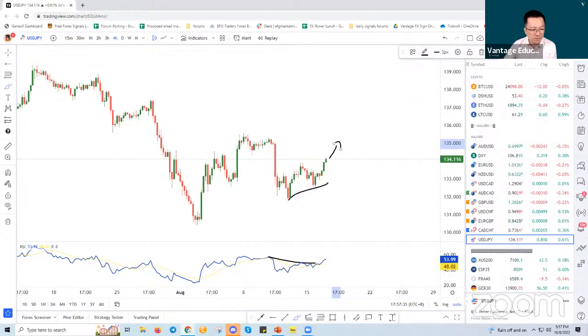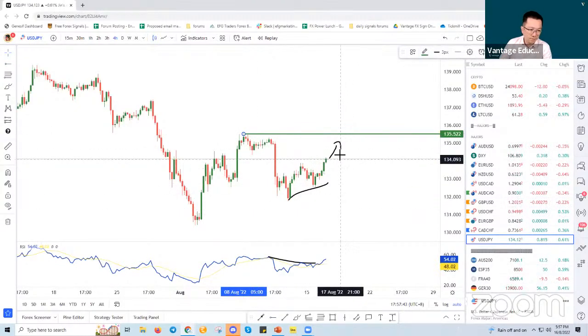Next key resistance level is at about 135.50 there. I want to see what happens to the US yen as it climbs towards that resistance level. If it breaks above, we could see significant upside, but it'd be quite interesting to see what happens at that point.